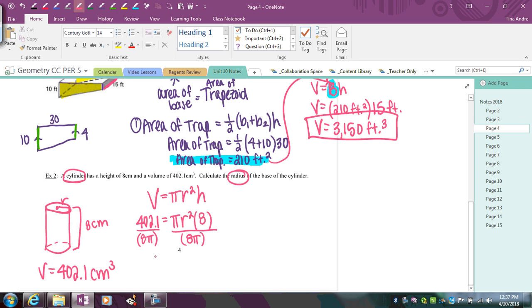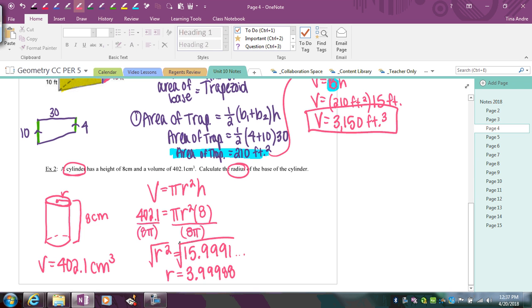And that's going to give me r squared is equal to 15.9991. And again, I'm not going to round until the very end. And now I want to square root both sides. So square root it. Remember, arrow up to select that number, so you're using that exact number. And I'm getting r equals 3.99988. So it doesn't say what to round to for the radius. I'm just going to round to the nearest whole number. So let's just say round to nearest integer.